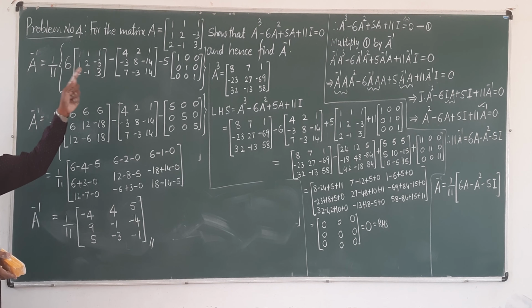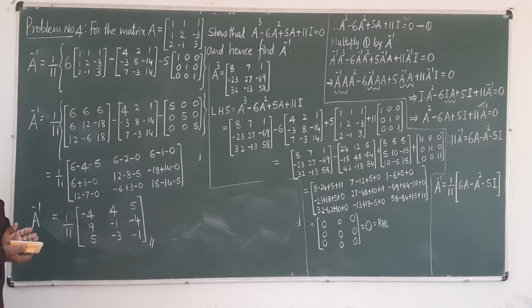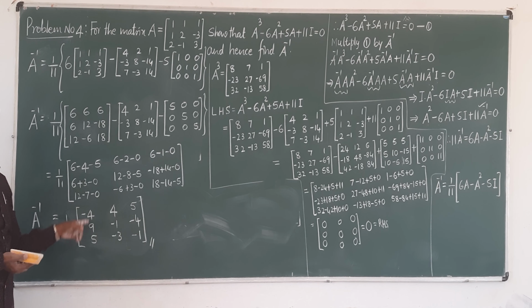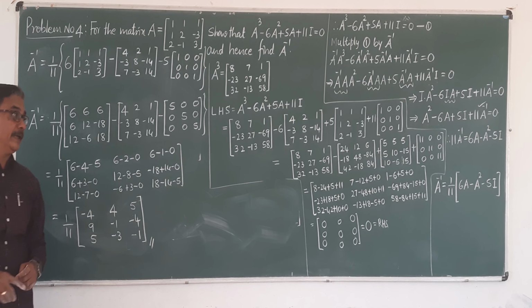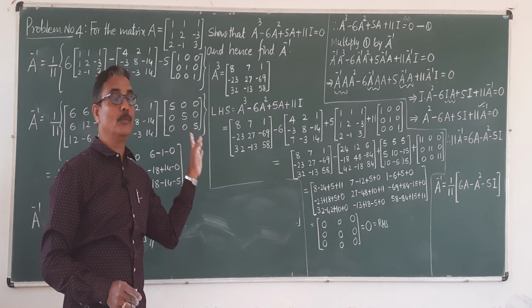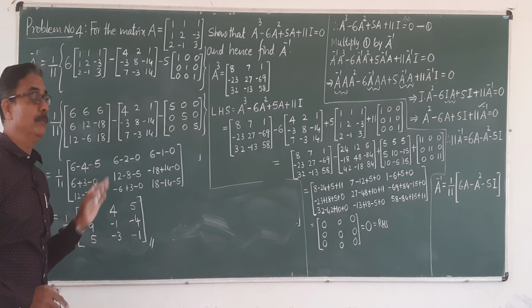Okay, first prove the equation, then use that equation to find the inverse of the matrix. The main thing is the signs are important. You should multiply correctly, and don't be in a hurry.